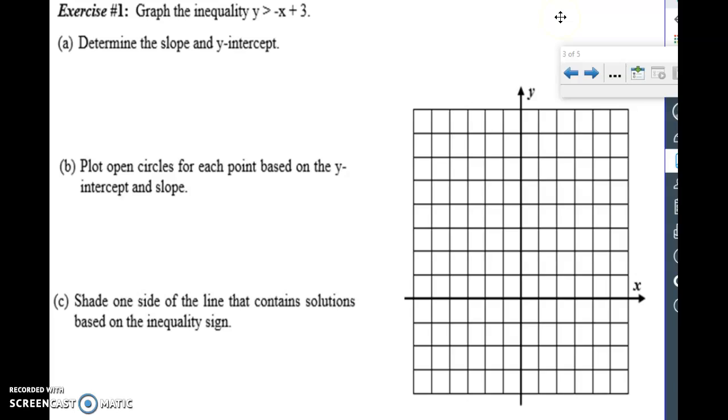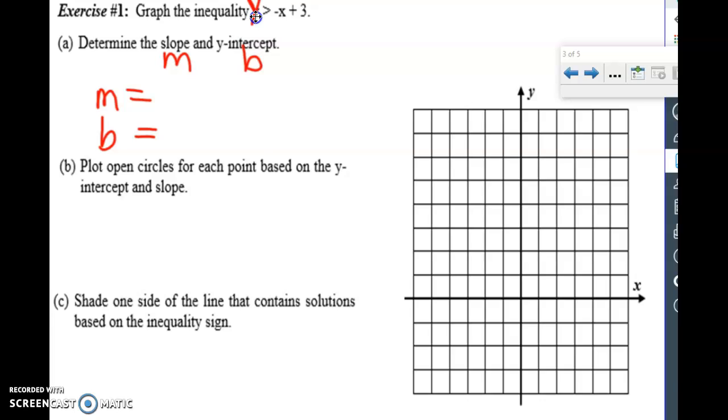So here we go with graphing the inequality y greater than negative x plus 3. So this has already been solved for y, and we like that because that means it's in slope-intercept form. So that means I can tell what the slope and the y-intercept is just from looking at the equation. So here we go, and this was the very first lesson in this marking period, lesson number 9. So if you haven't done that Jamboard, here's your chance to relearn how to do this.